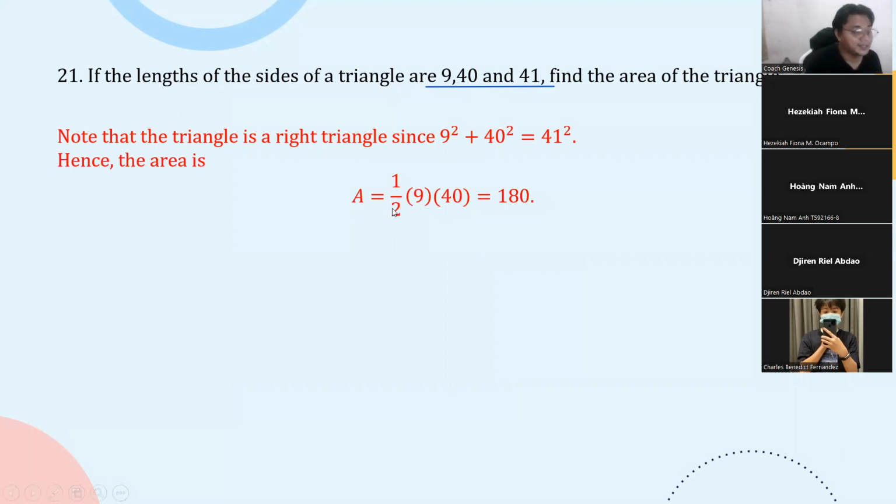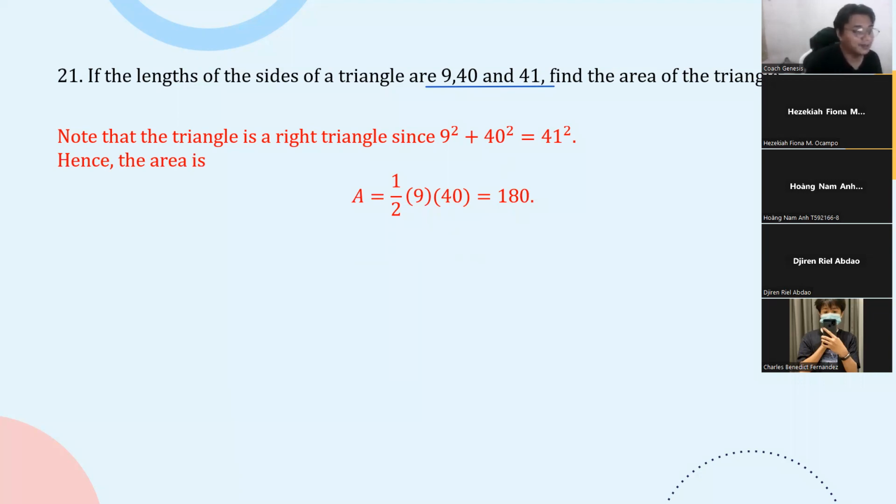So the area will just be 1/2 times 9 times 40. So 1/2 times 9 times 40 is equal to 9 times 20, which is equal to 180. So the area of the triangle is 180. So it saves you a lot of time, right?